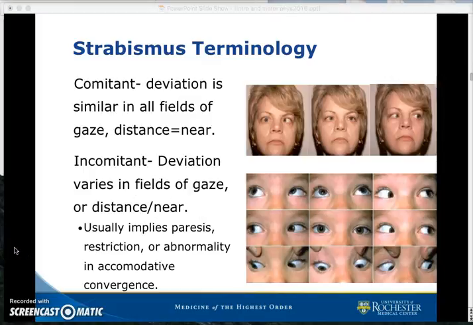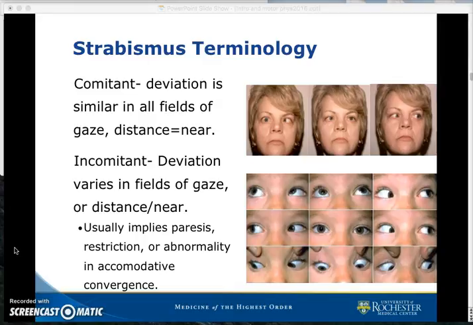A third type of strabismus terminology is whether the deviation is comitant or incomitant. Comitant means the deviation is similar in all fields of gaze as well as distance or near. An incomitant deviation is a deviation that varies in field of gaze or distance and near. So if you look at the top picture here, they have an esotropia that is better in left gaze and worse in right gaze from a sixth nerve palsy.